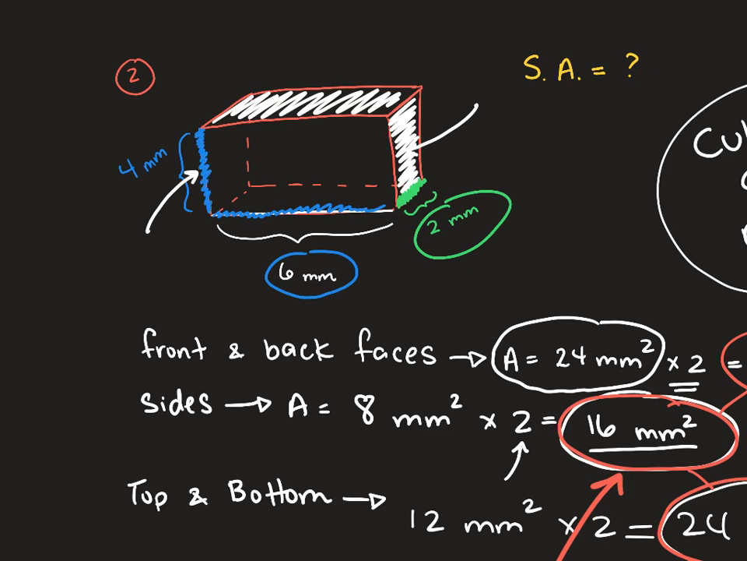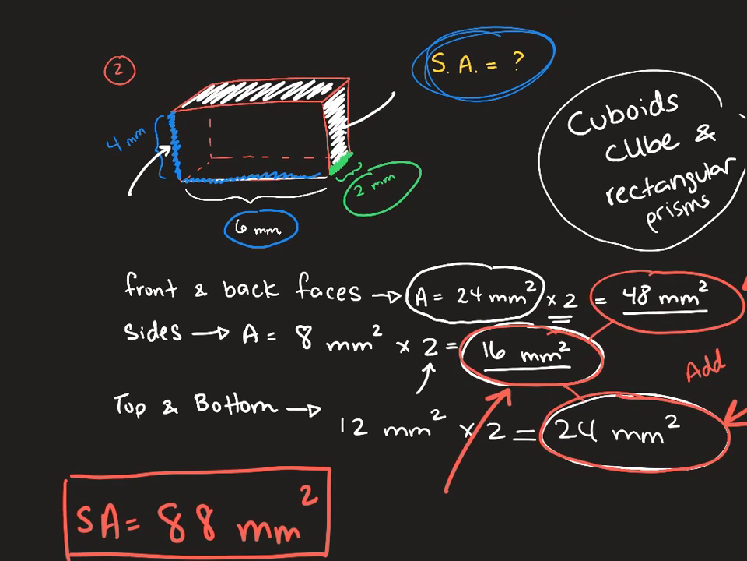Basically, what we're doing is we're solving for the surface area by getting the front and the back faces first. Okay? You know what I mean by the front and the back faces? Okay, cool. So I'll fast forward a little bit. The front face is going to be 6 millimeters times 4 millimeters, which is going to give me 24. But there's also a back face that's identical.